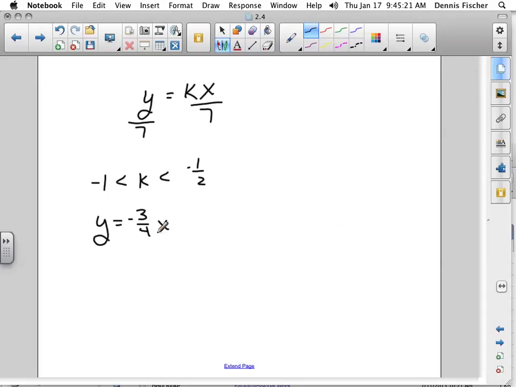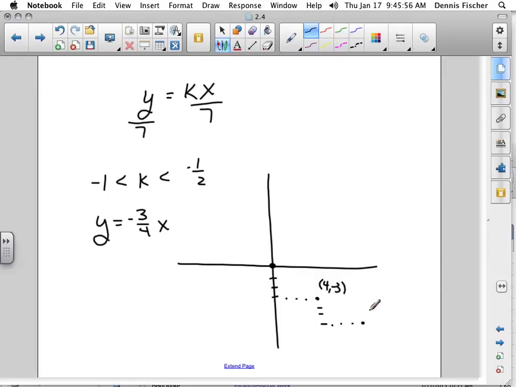One thing about a direct variation is a direct variation always goes through 0, 0. It always starts at 0, 0. So here's my 0, 0. Now my slope for my k value is -3/4. So that tells me I'm going to go down 3 and over 4. 1, 2, 3, and over 4. That's my first point, and I'm going to keep going. So if I went over 4, this is going to be 4, -3. This is going to be 8 and -6. And I can keep going with points like that.